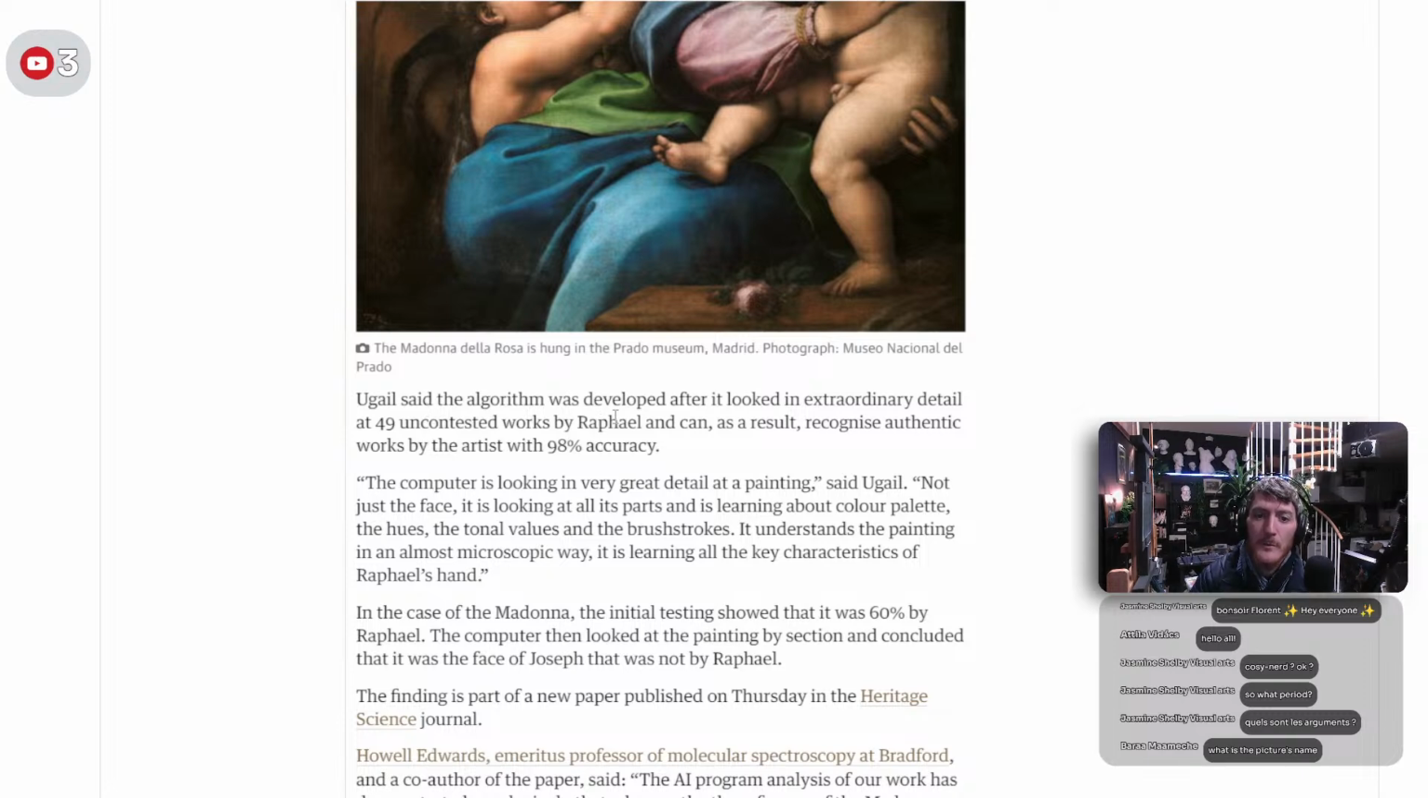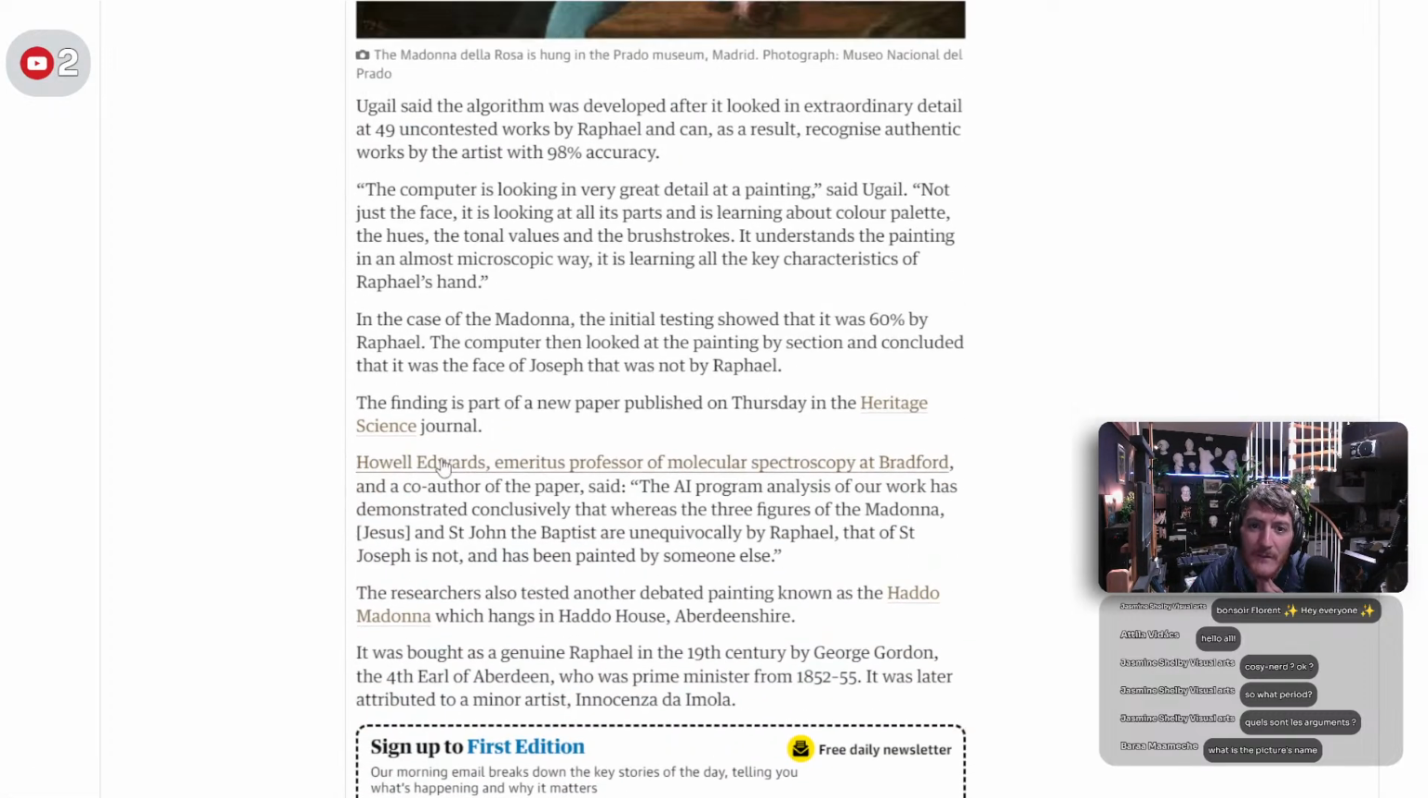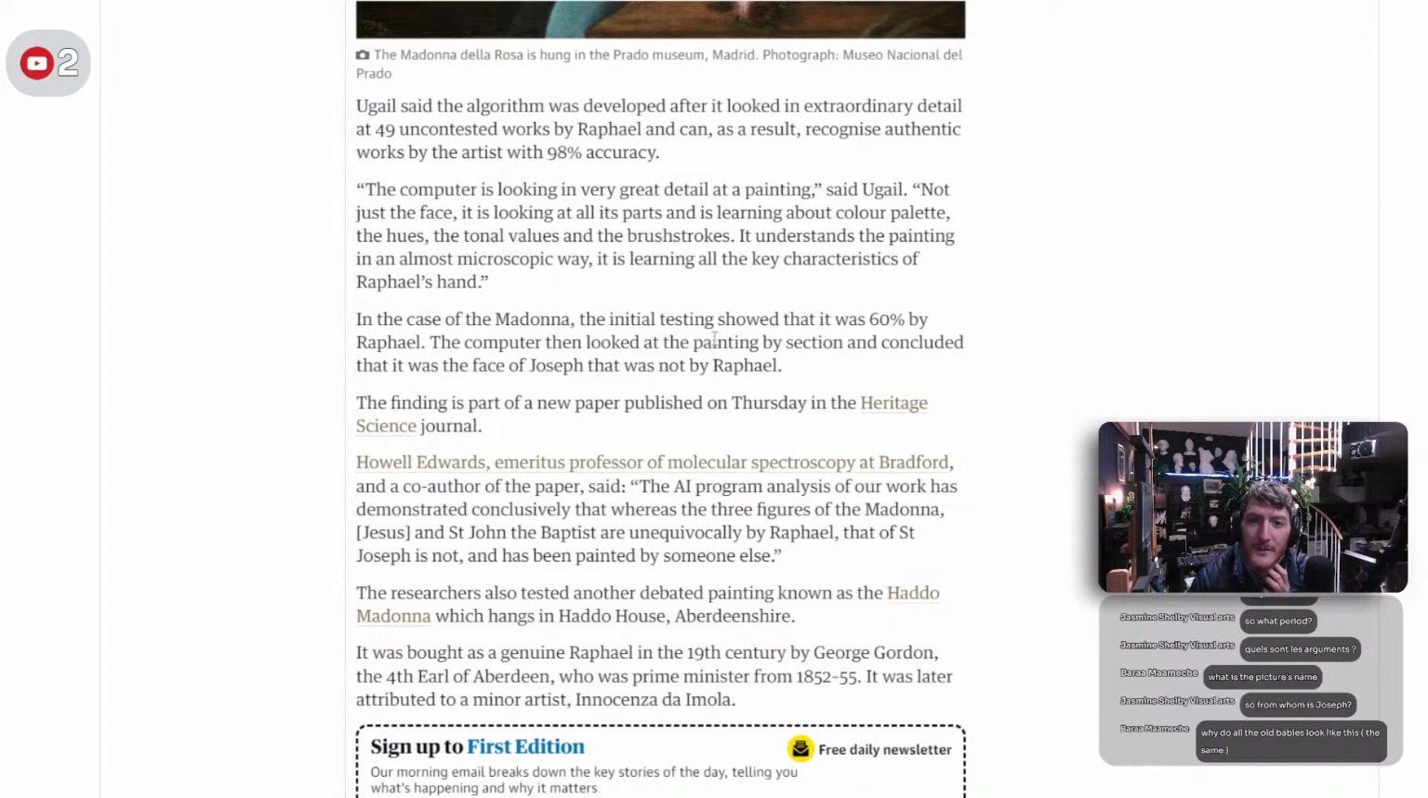The professor said the algorithm was developed after it looked in extraordinary detail at 49 uncontested works by Raphael and can, as a result, recognize authentic works by the artist with 98% accuracy. The computer is looking in very great detail at a painting, not just the face. It's looking at all its parts, and is learning about the color palette, the hues, the tonal values, and the brush strokes. It understands the painting in an almost microscopic way, and it is learning all the key characteristics of Raphael's hand. In the case of the Madonna, the initial testing showed that it was 60% by Raphael. The computer then looked at the painting by section and concluded that it was the face of Joseph that was not by Raphael.